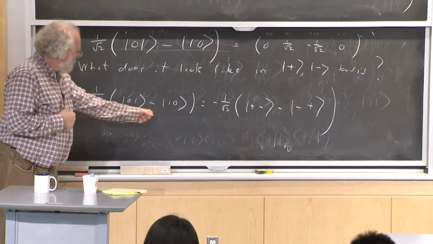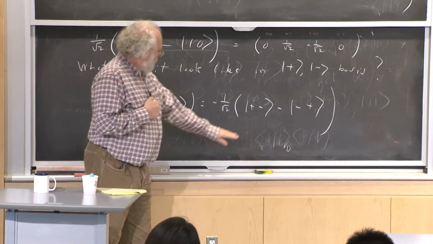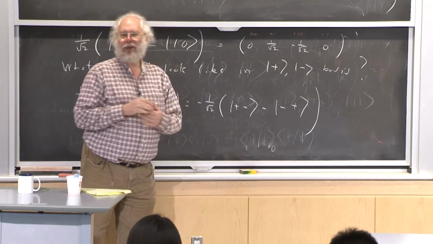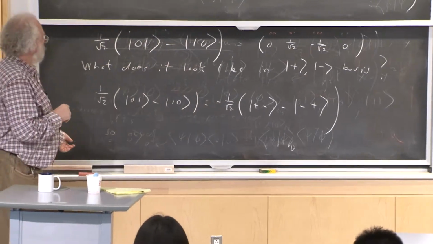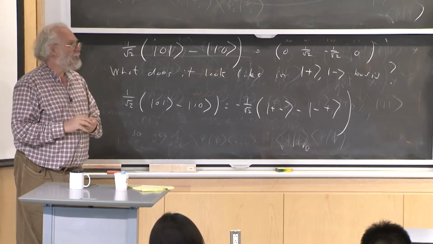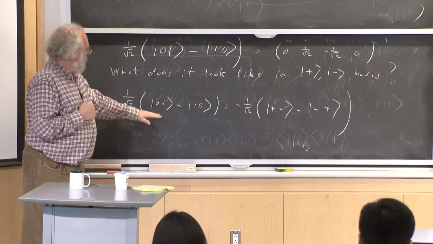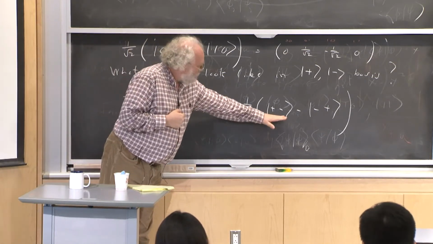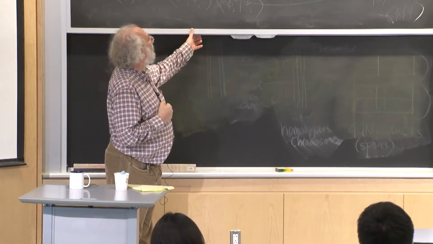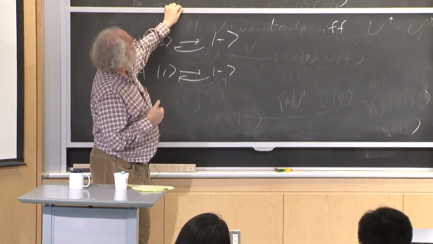So this state, which was entangled in the 0, 1 basis, is essentially the same entangled state, with a global phase, in the plus minus basis. So what we've done is we've rotated both. You can think of this as either changing the basis on both qubits or rotating both qubits, but either way, we get the same state. And there's a remarkable fact about this state.